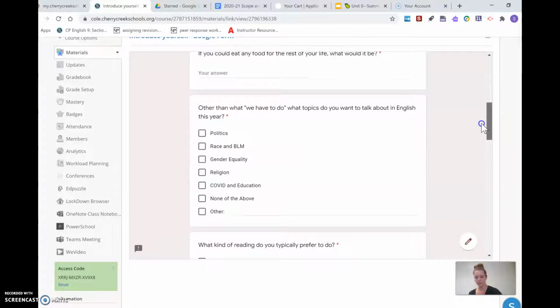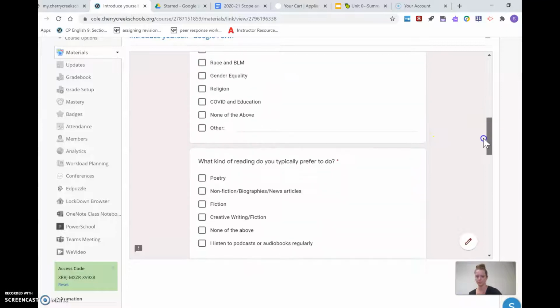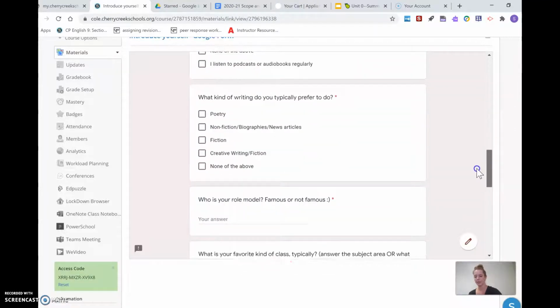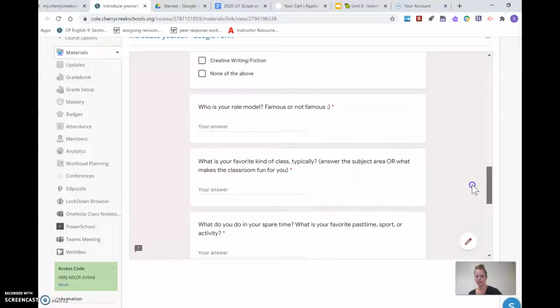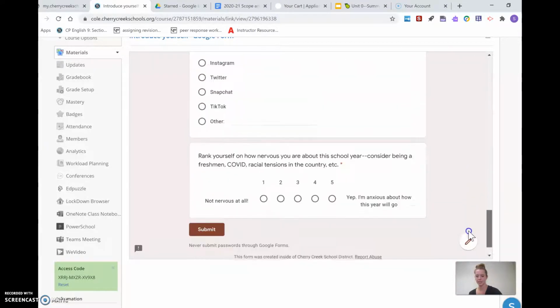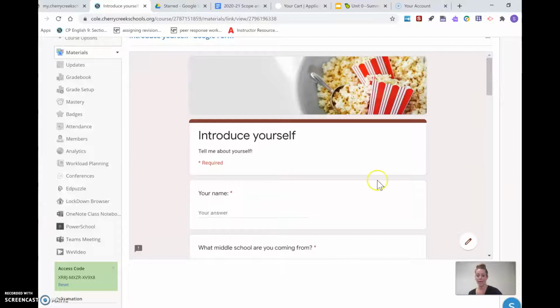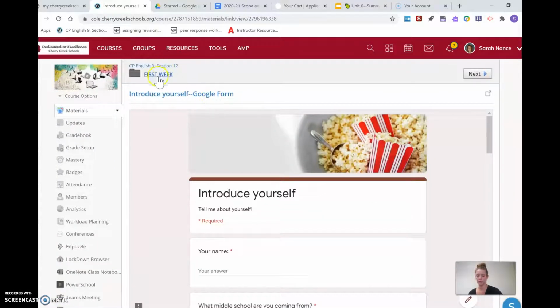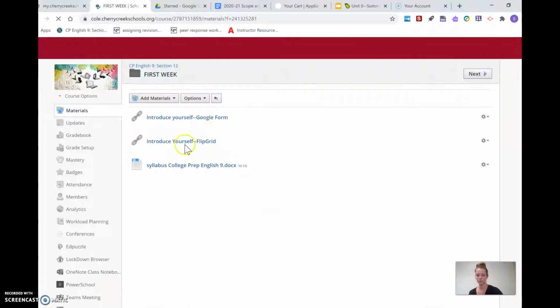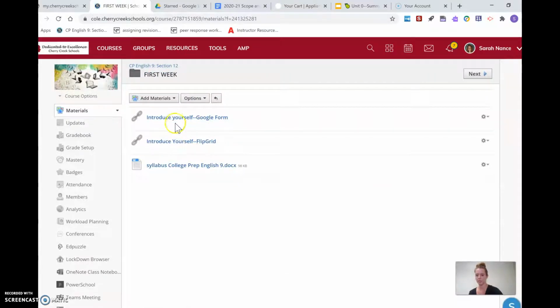And then we get to some of the more serious ones, and I'm just super interested in, other than the stuff we have to do for English, what are some other topics that you would want to talk about in English this year? It can be any of these, all of these, or another one that is also important to you. What kind of reader are you? What kind of writer are you? And then another fun one, who's your role model, etc. Okay, so go ahead and fill that out. Now you can do this one or you can do the other option, so you only have to do one of these. Okay, so that was the Google form where you can just introduce yourself on paper.